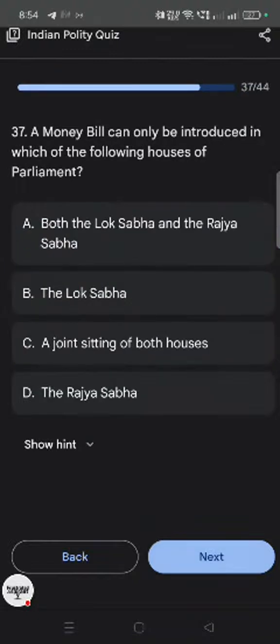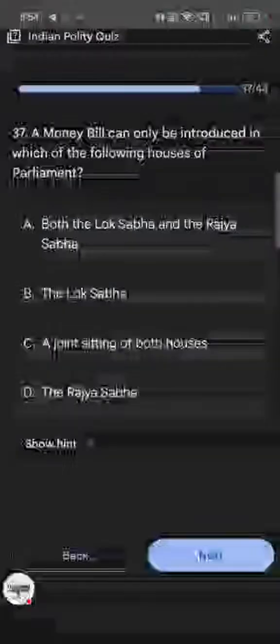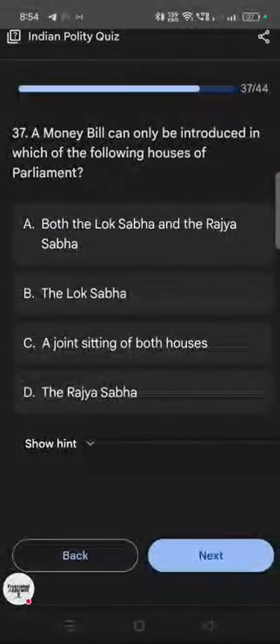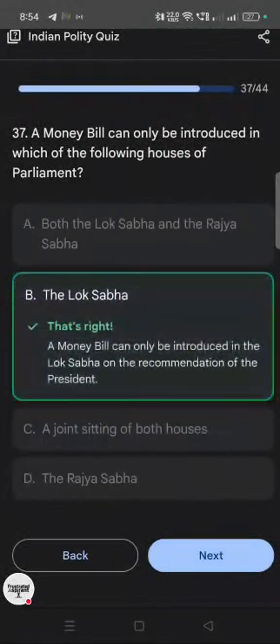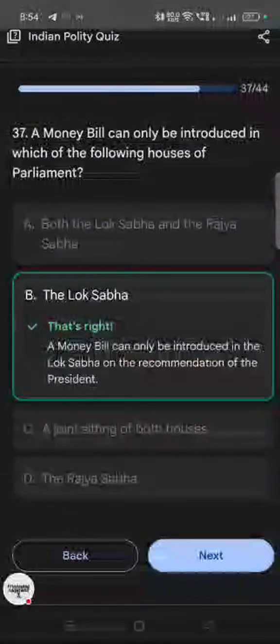A money bill can be introduced where? Money bill can only be introduced in the Lok Sabha on the recommendation of the President.